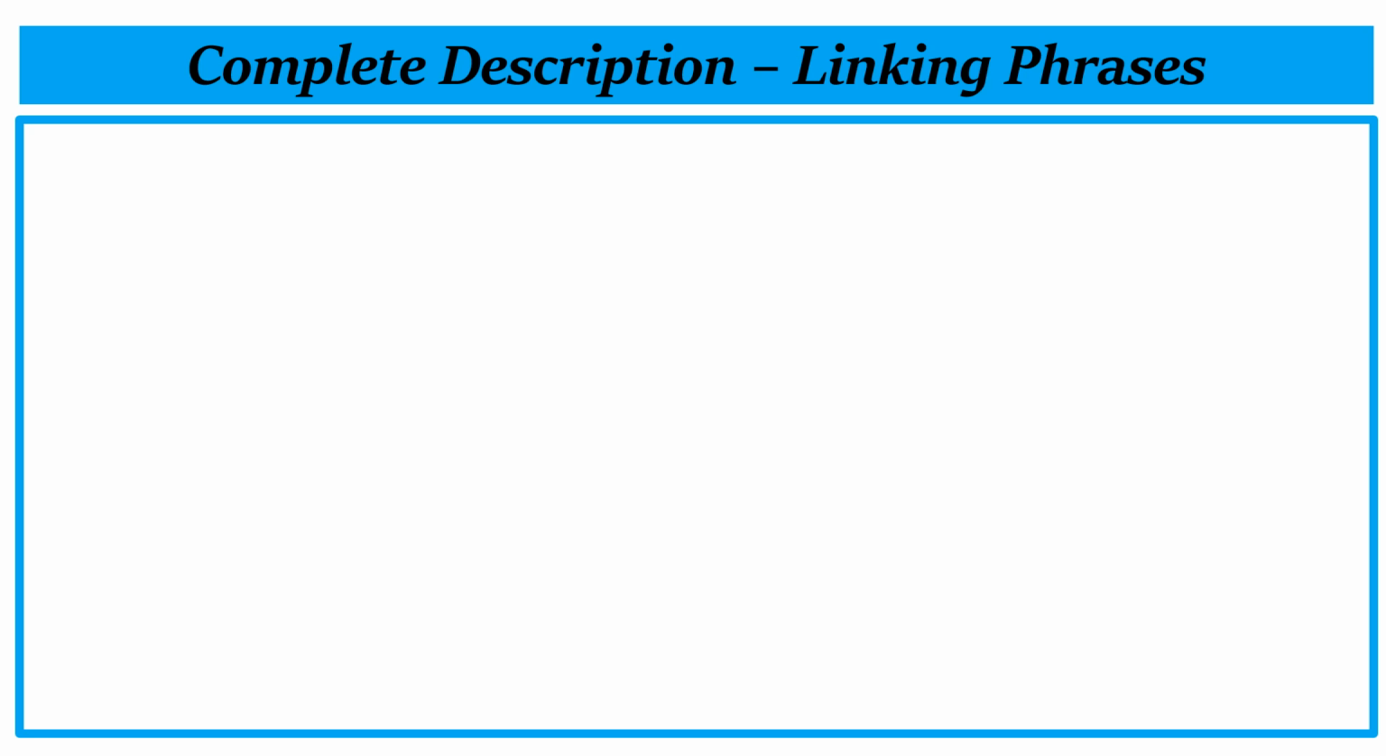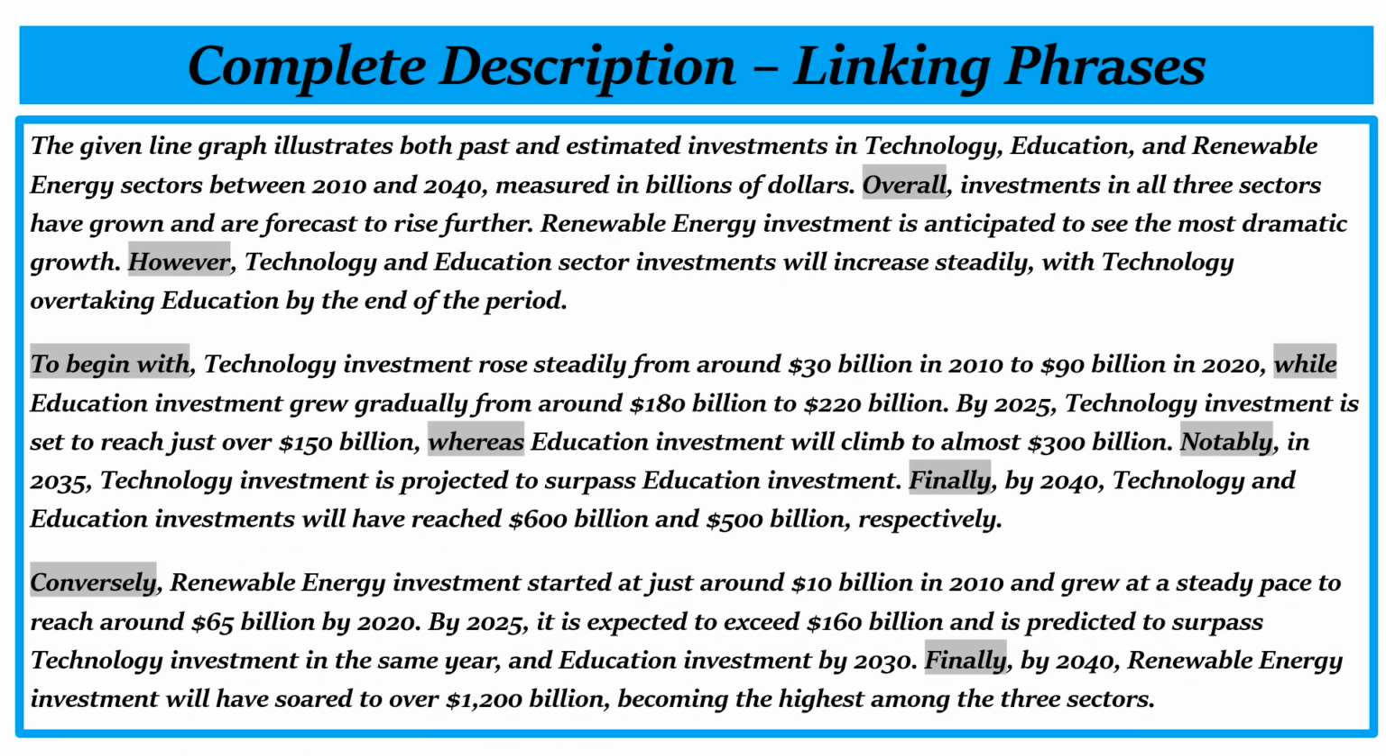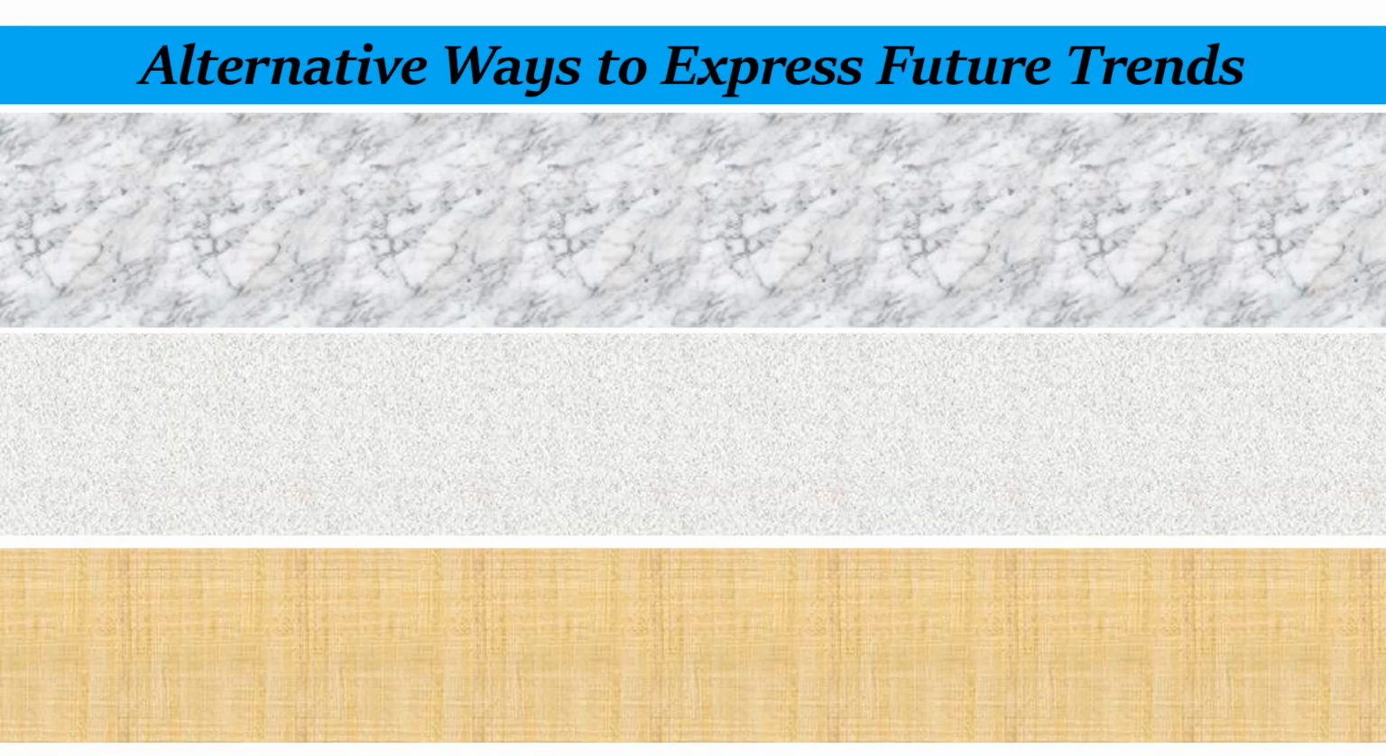Now let's look at how connectors or linking phrases are used in this description to make it more cohesive. These connectors are highlighted in gray. Observe how words like however, whereas, and conversely highlight contrasts, while to begin with and finally help sequence the trends clearly. We have already explored how to describe future trends in the description. Now let's look at different ways to express them.